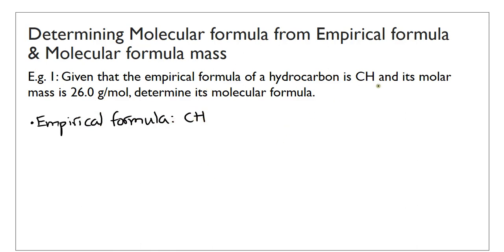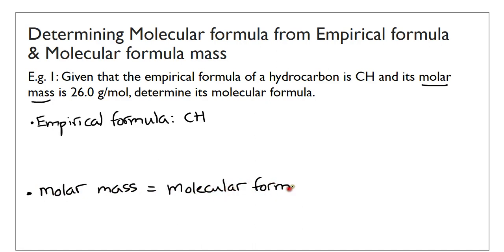Okay. And then you are also given the molar mass. Now, if the question says, given the empirical formula of the hydrocarbon is CH and its molar mass is 26, it is actually referring to the mass of the molecule, not the empirical formula mass. So this is the molar mass, which has the same number as the molecular formula mass, which is 26 in this case. And the question asks you to find the actual molecular formula.